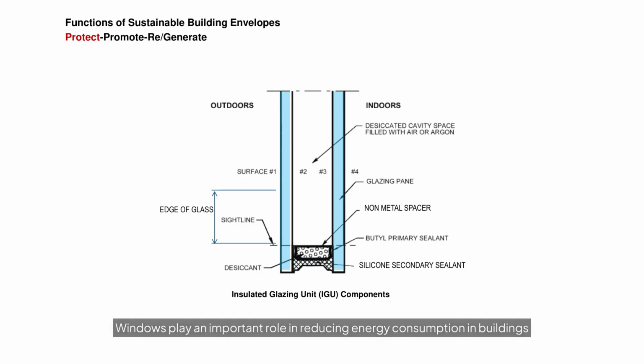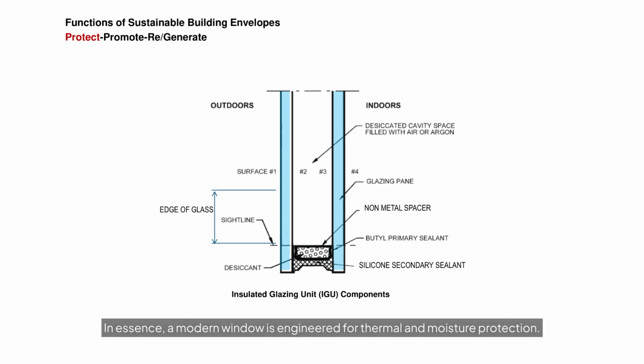Windows play an important role in reducing energy consumption in buildings by contributing to good R-value, unwanted solar control, and daylight transmission. As you can see here, this slide illustrates the components of an insulated glazing unit, IGU, of a window. An IGU is what we often call double pane or triple pane glass. The diagram labels parts of a typical IGU cross-section, including edge of glass, silicone primary sealant, and non-metal spacer sealed with butyl primary sealant. What do these components do for the protect function?